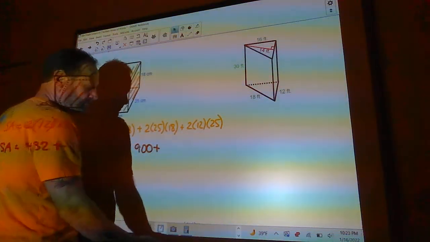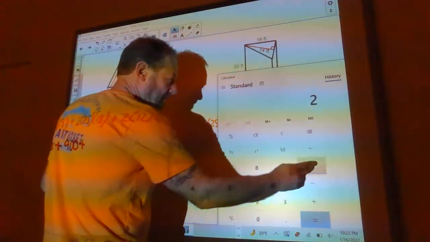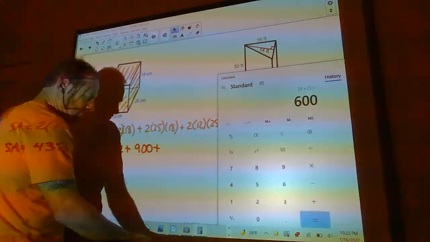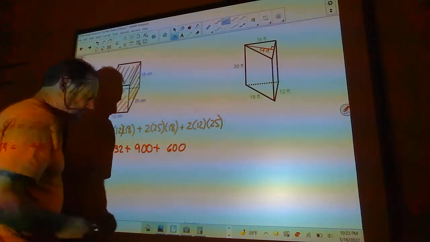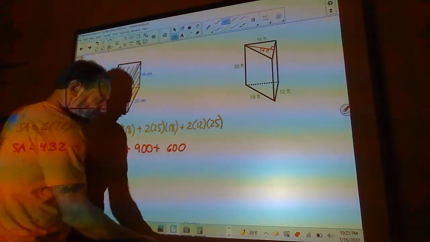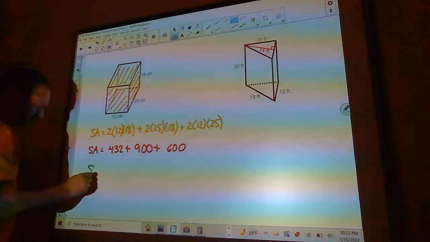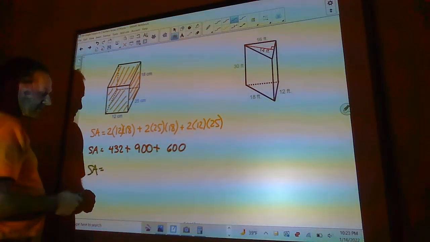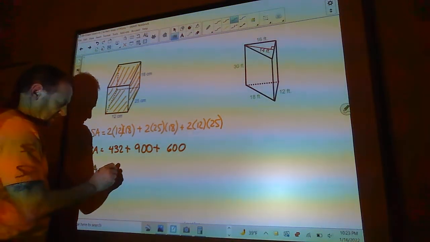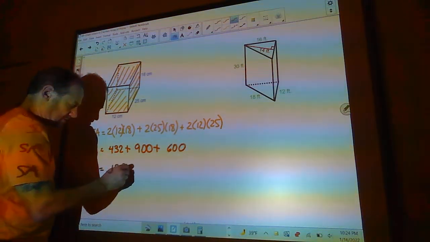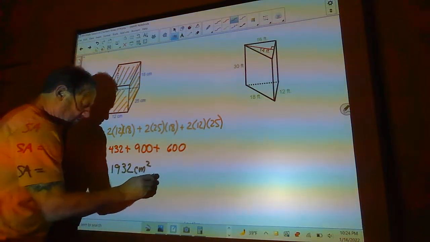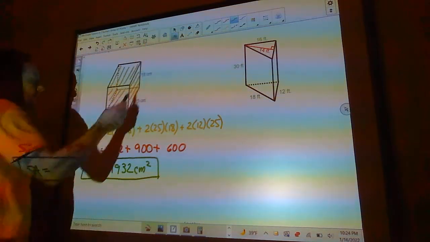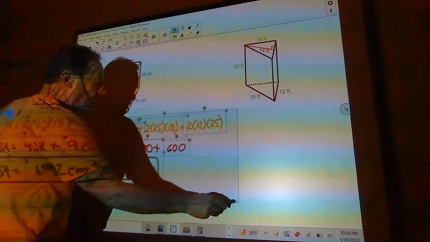And then I've got 2 times 12 times 25. That's 600. All right, so I should be able to add this up pretty simply. So 432 plus 600, that's 1,032. That's going to be 1,932 square centimeters. Okay, so that wasn't bad. Hopefully you got that one right.